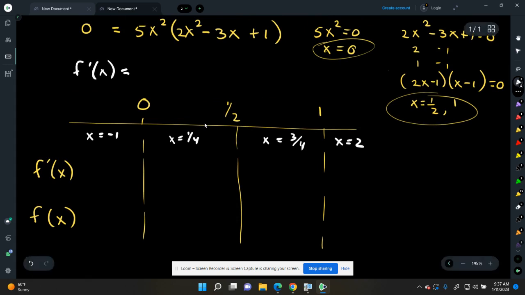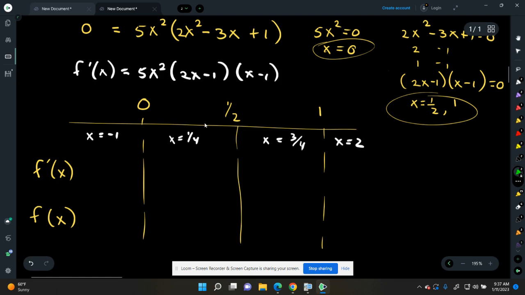Okay, I'm going to put it in factored form: 5x squared, 2x minus 1, x minus 1. That's my f prime of x. We good? Okay, so when x is -1, I'm going to get a positive times a negative times a negative. Again, I don't care what the actual values are. I just care whether it's positive or negative. So that comes out positive.